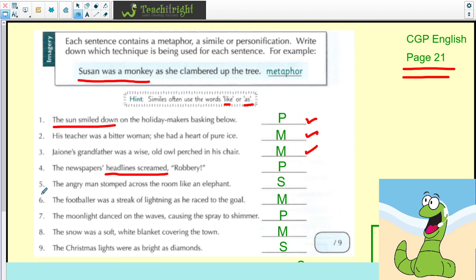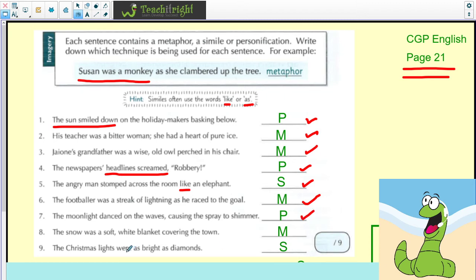Number 5 here, we've got a simile. And the reason we can sort of guess that, we were talking earlier about looking out for like and as. The angry man stomped across the room like an elephant. So that's an example of a simile. Number 6, the footballer was a streak of lightning as he raced to the goal. Well, in this one, it's a metaphor because the footballer is described as being a streak of lightning. So that's metaphoric. And then we've got the moonlight danced on the waves, causing the spray to shimmer. Well, on this particular one, because the moonlight danced like a person, then that's an example of personification.